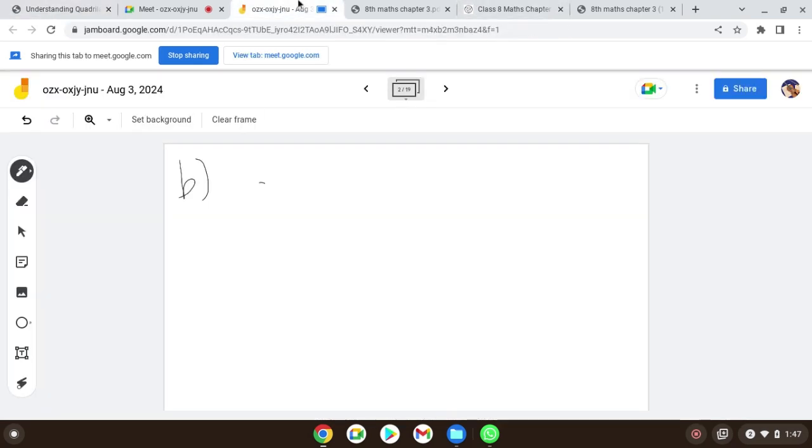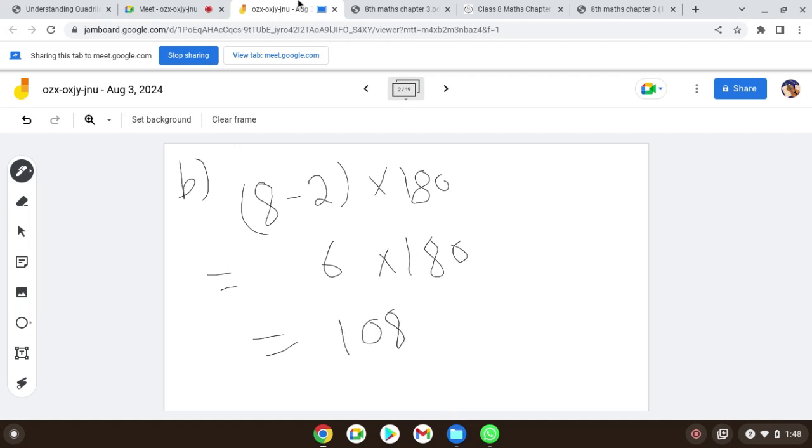Now we have to subtract 2 from 8 and multiply by 180. What will be the answer if we subtract 8 minus 2? 8 minus 2 will be 6. And we have to multiply 6 with 180. What will be the answer? 6 zeros are 0, 6 eights are 48. 1080. Very good. 1080. Okay.